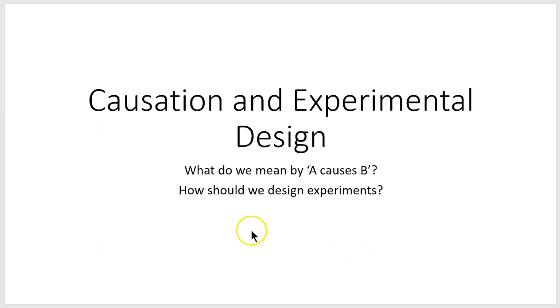This will be a two-part lesson series on causation and experimental design. First, we'll tackle what we mean when we say A causes B. And then we'll see that the definition of A causes B will help us understand how we should design experiments.